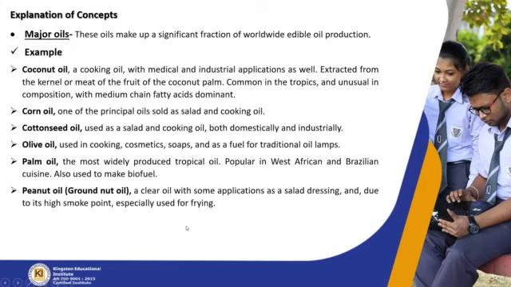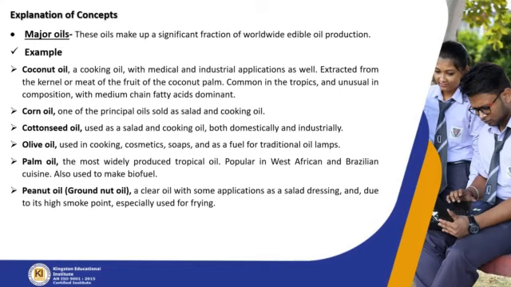The first is major oils. These make up the major portion of worldwide edible oil production. Examples include coconut oil, corn oil, castor seed oil, olive oil, palm oil, and peanut oil. These are the more frequently used, so we have shown them in this PPT. Coconut oil is normally prepared from coconuts, extracted from the coconut.